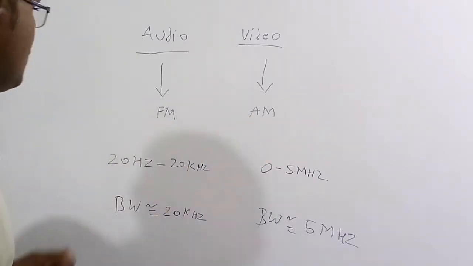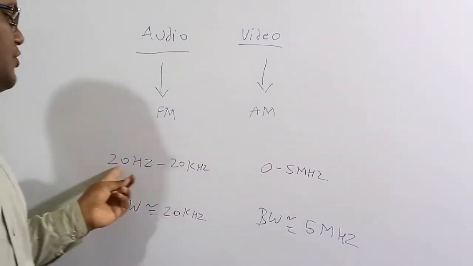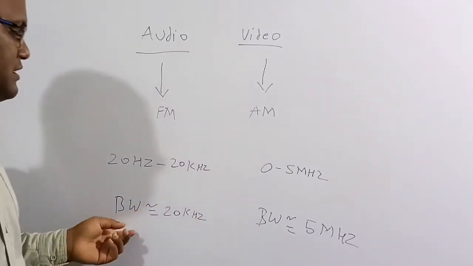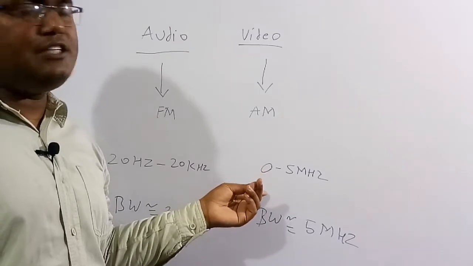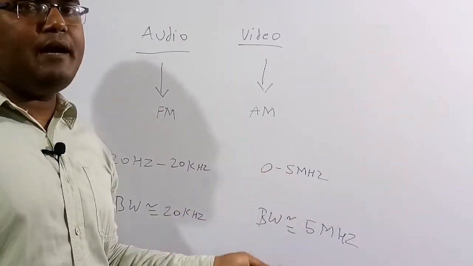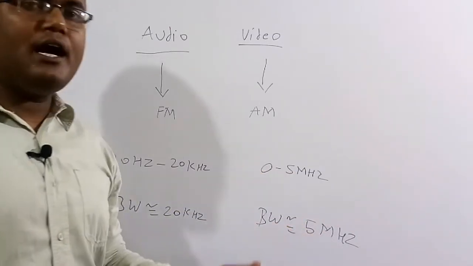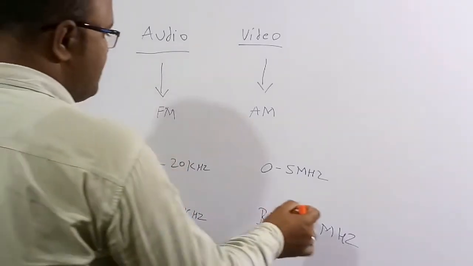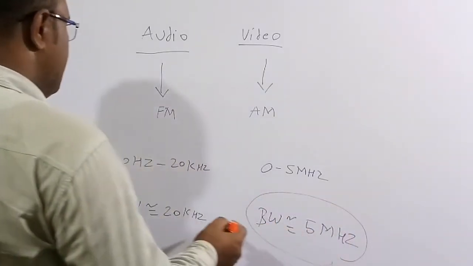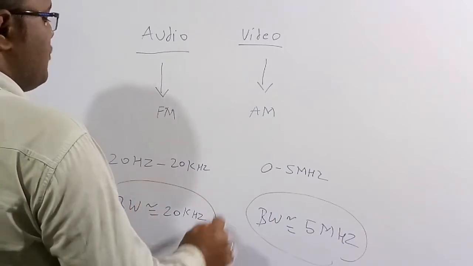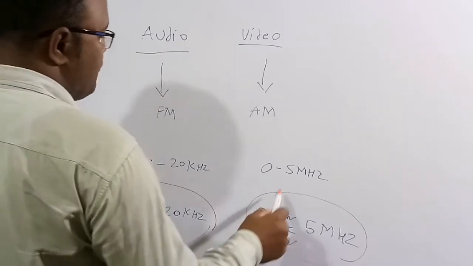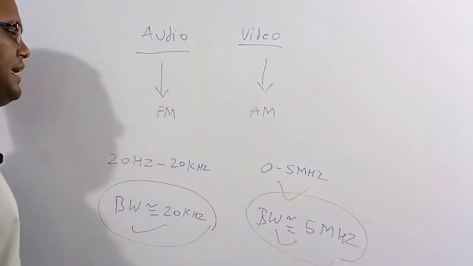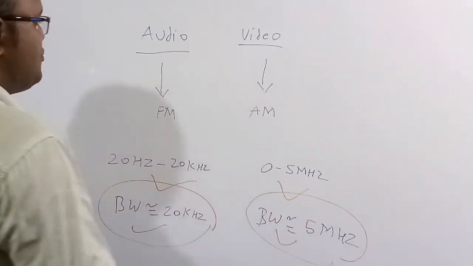Here for audio the frequency range is 20 Hz to 20 kHz. So the bandwidth is nearly 20 kHz for audio, and for video the frequency range is 0 to 5 MHz. So the bandwidth of video is nearly 5 MHz. And if you see carefully, the bandwidth of video is much higher than the bandwidth of audio. So for video we use AM modulation, and for audio we use FM modulation. Now we are going to solve the 57th question.